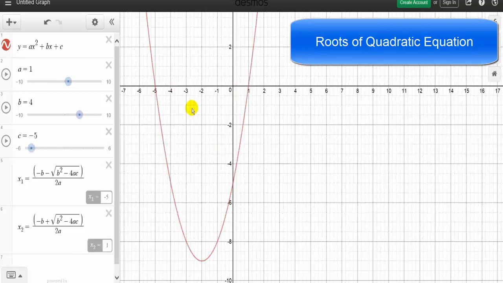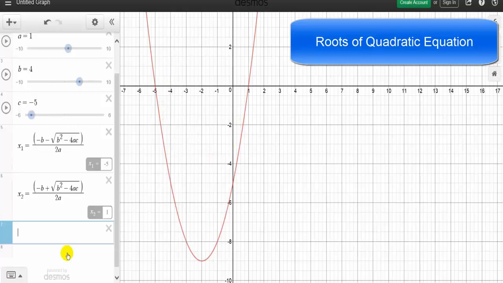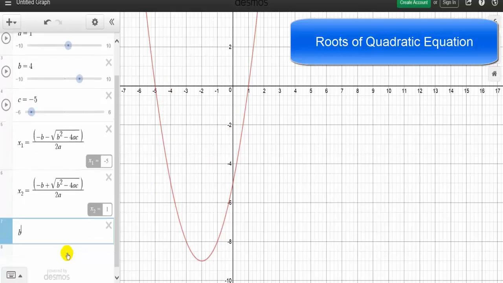In this chapter, Roots of Quadratic Equation, we are interested in finding out how many points the quadratic curve cuts the x-axis. And is there a way to find out that information without drawing the graph? Yes, there is. What we need to do is to calculate the value of b squared minus 4ac.